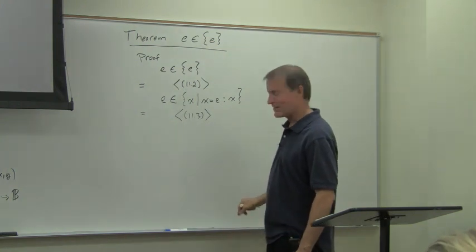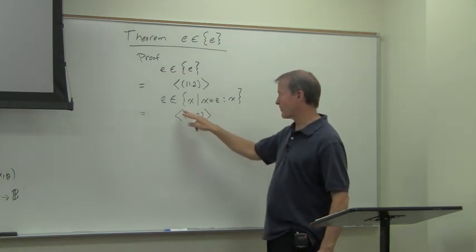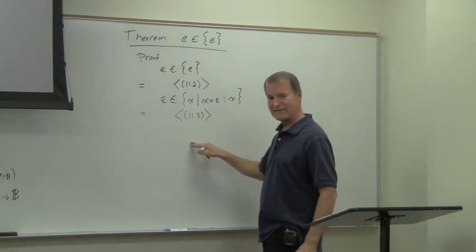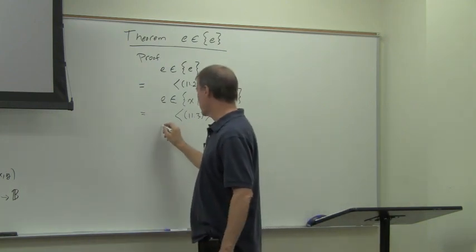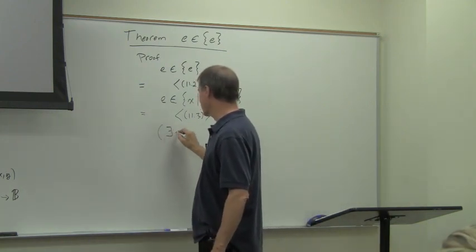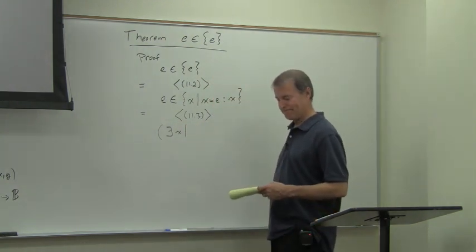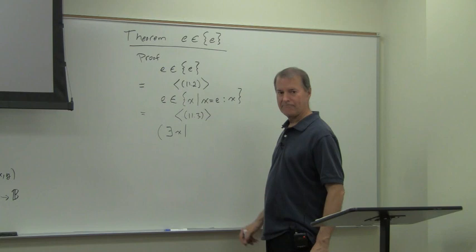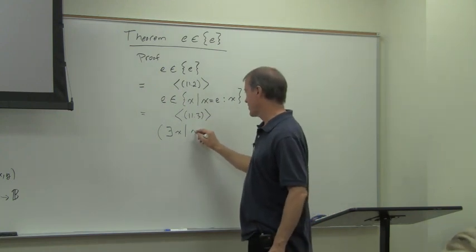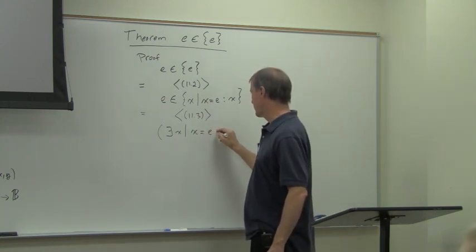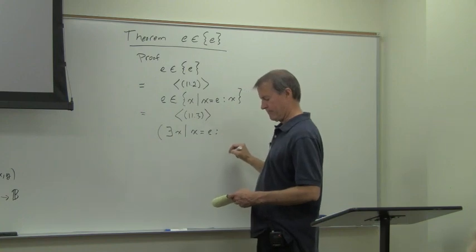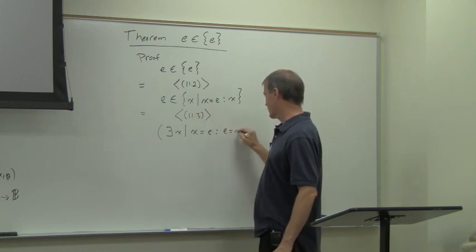Okay, Ashley, she says 11.3. What happens if we use 11.3 on this? We get there exists an X, range, X equals E. Is everybody following this? E equals X. Is everybody clear on this?